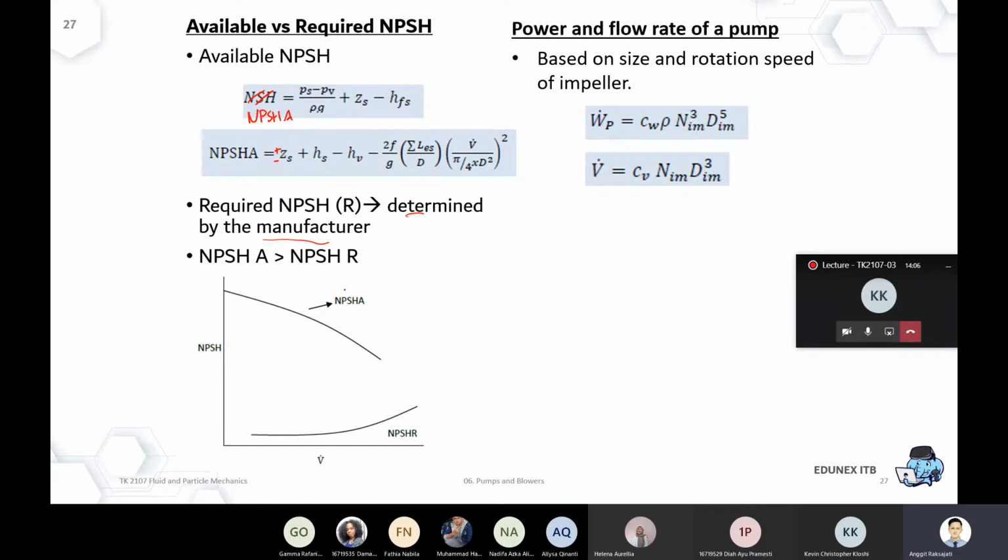You can imagine the two trends of NPSH available and NPSH required as a function of volumetric flow rate. That means it can be expressed as cubic meters per hour, for example. If we have a higher flow rate, how will it affect the NPSH available? And you can match with those formulas.